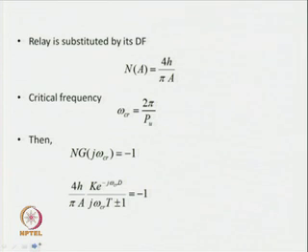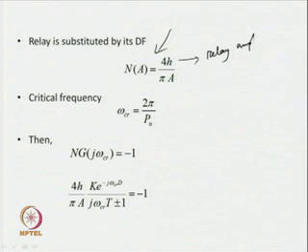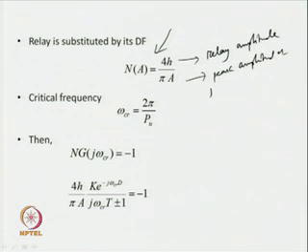The relay is substituted by its describing function for the analysis. The relay is defined by a function N(a), which is equal to 4h by pi a, where h is, as we know, the relay amplitude and a is the peak amplitude of the relay input signal.